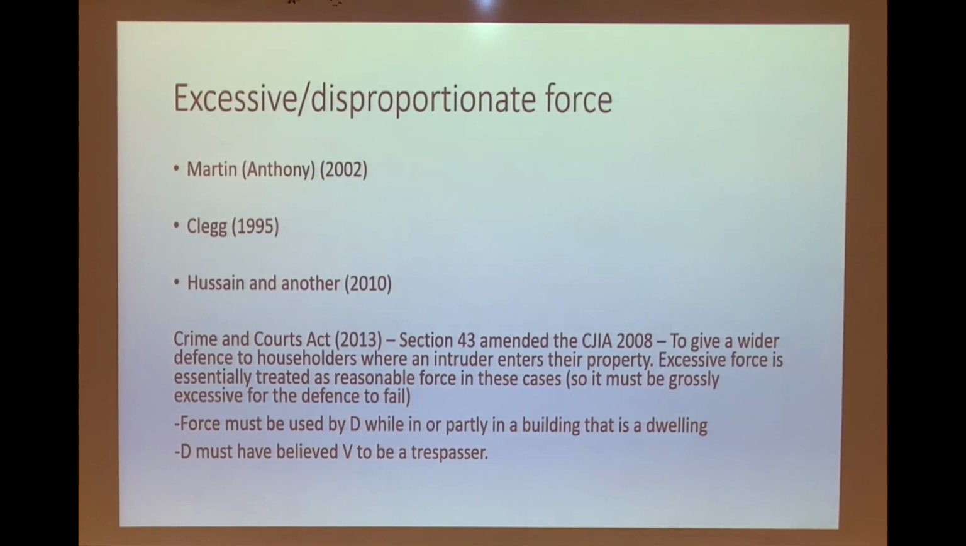And there are some provisos there in terms of the force has to be used while the defendant is in or partly in the building, and D has to believe that the victim is a trespasser. So some sort of interesting area of law there, something you really need to consider in a scenario or an essay.